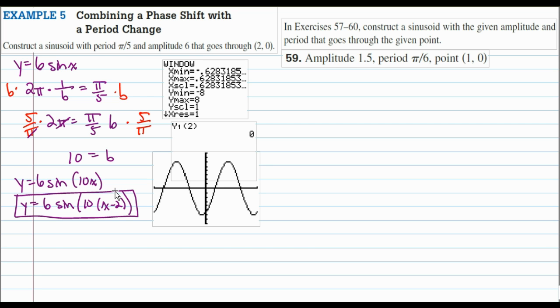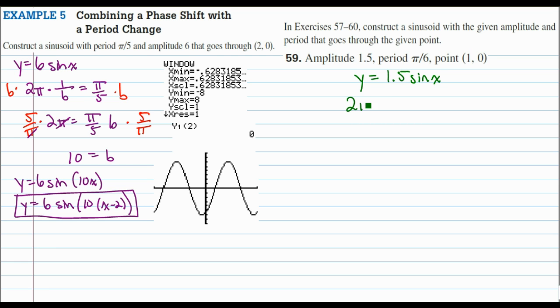Let's now try problem number 59. This one's got an amplitude of 1.5, a period of pi over 6, and passes through the point 1, 0. So the amplitude of this curve is 1.5, so now instead of y equals sine of x, it's going to be 1.5 sine of x. Since the period is pi over 6, that means 2 pi times the reciprocal of this number that goes in front of x is going to be pi over 6.